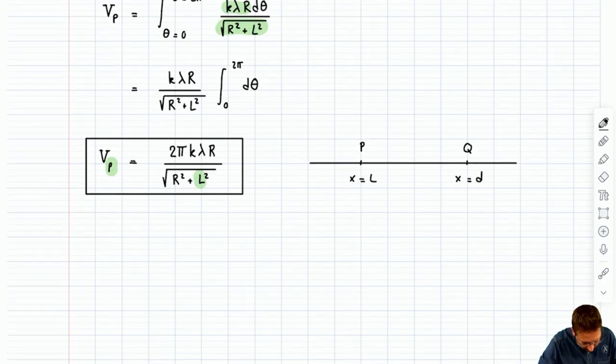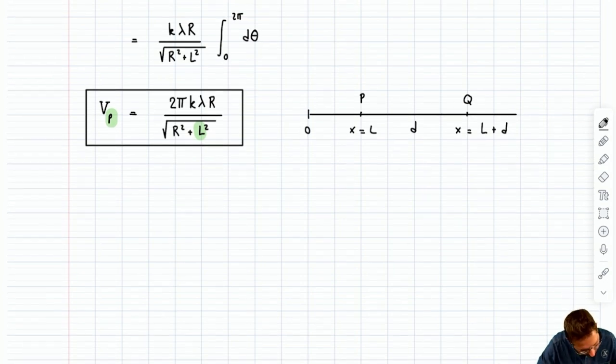I mean, actually, no, L plus D. Let's do that. All right, so this is D. Okay, and this is L. Okay, and what if you wanted VP minus VQ, or VQ minus VP? It doesn't matter. Now, you could do this.